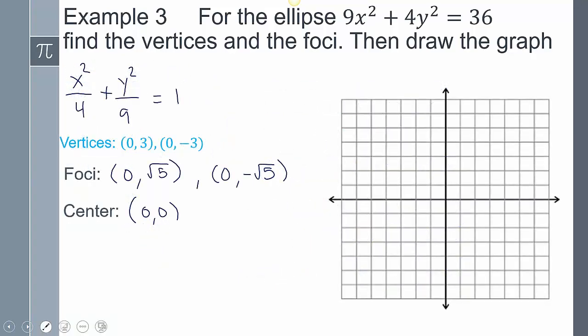So now graphing it, I know that my center is going to be 0, 0, and so I can plot 0, 0 there. My vertices are going to be 0, 3, and 0, negative 3, so that means it's going to go up a distance of 3 and go down a distance of 3. And then because my b is 2, I know it's going to move over a distance of 2. And so now connecting it, I get that answer there.